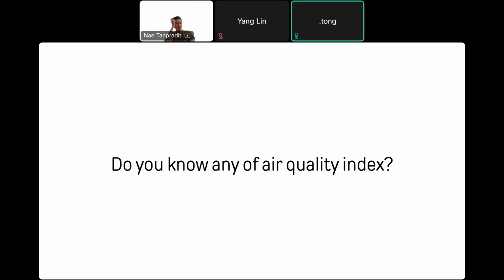Everyone knows, right? Everyone can see the AQI on the weather application on the phone. Why did you say everyone? I ask you, not everyone.